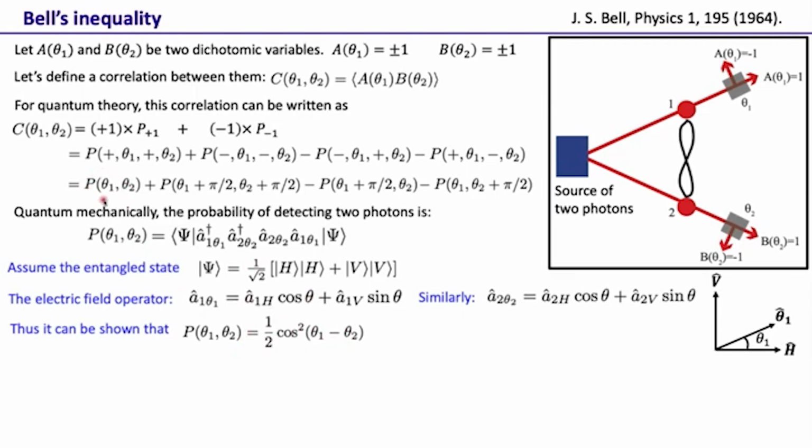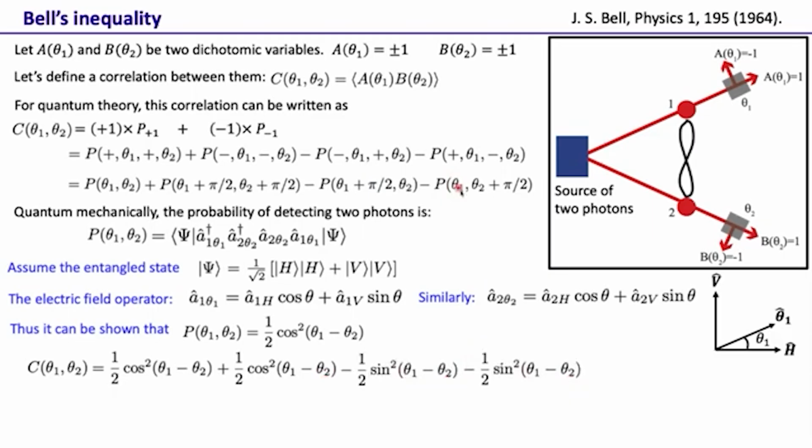So that's calculating just this term. Similarly, we can calculate these other three terms, and then we can show that for C(θ1, θ2), the first one we have already shown, cosine squared (θ1 − θ2). The second one can also be shown to be half cosine squared (θ1 − θ2). The third one is sine squared (θ1 − θ2), and the fourth one is also sine squared (θ1 − θ2). If we put them all together, this is basically cosine 2(θ1 − θ2). So that's the quantity we have. Again, this expression is for this particular entangled state.